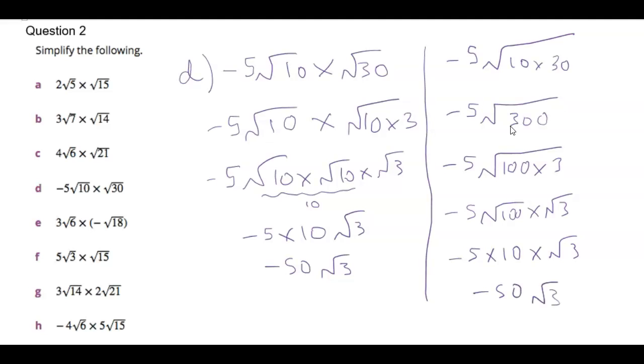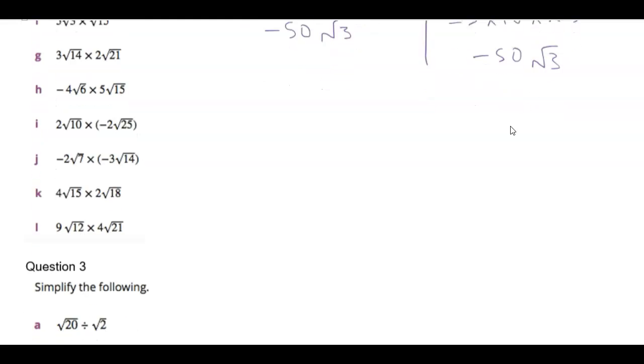So either method. Okay, so it might be a good idea to choose one of the questions and think about which method you want to do. But as I said before, with this method on the right side, whatever you're multiplying could be a very large number, and it might be difficult to think of a square number that goes into it. Okay, let's scroll down.